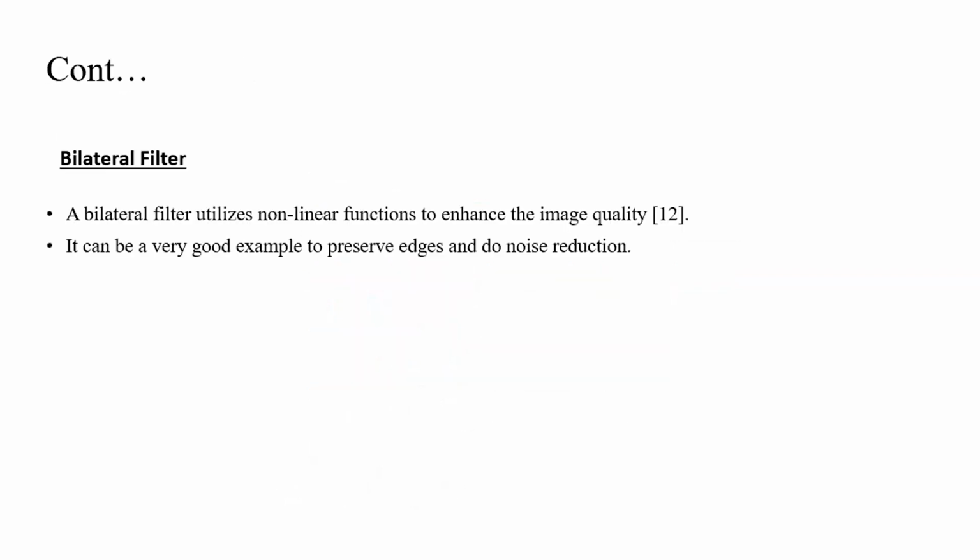Then comes the bilateral filter. A bilateral filter utilizes nonlinear functions to enhance the image quality by reducing noise levels and maintaining the edges of an underwater image. An underwater image contains a lot of edges, so it is a very good example to preserve edges and do noise reduction. Since pixel intensities fluctuate greatly at the edges, this filter takes these variable intensities into account to preserve the edges in underwater images. This filter replaces the value of a particular pixel with the weighted average value of the surrounding pixels.